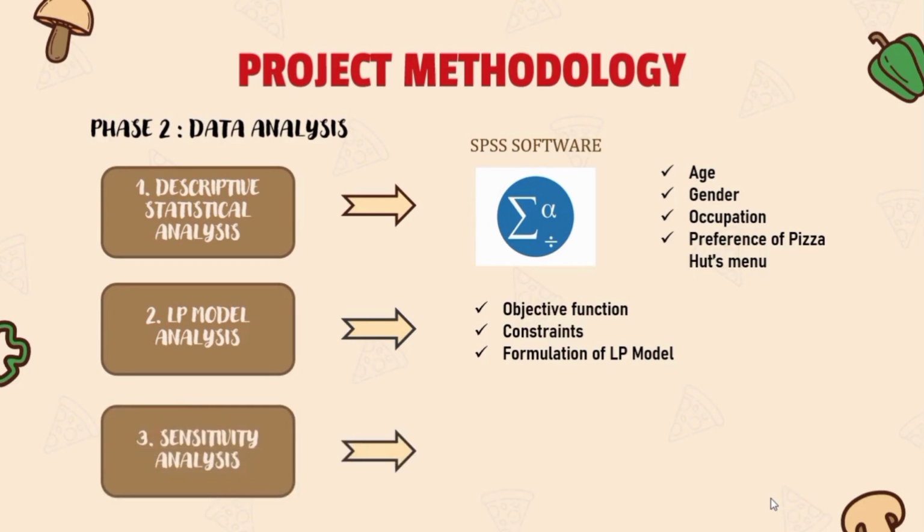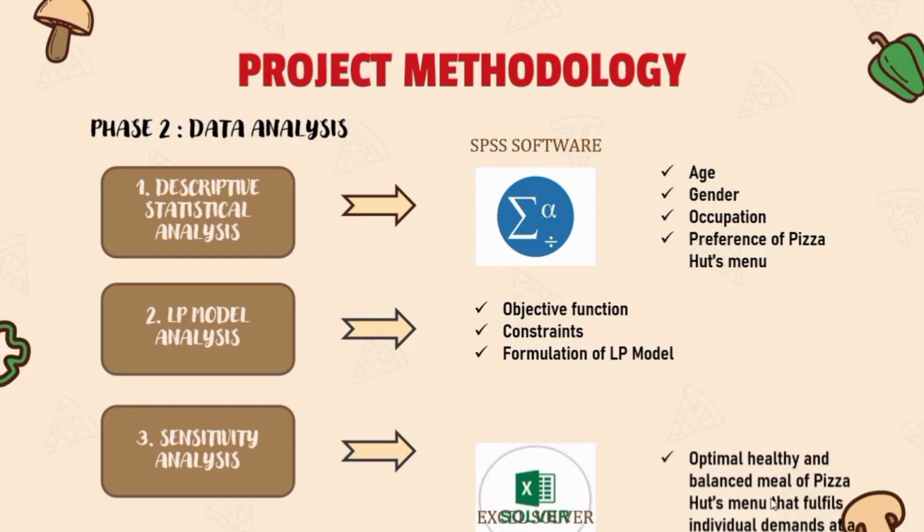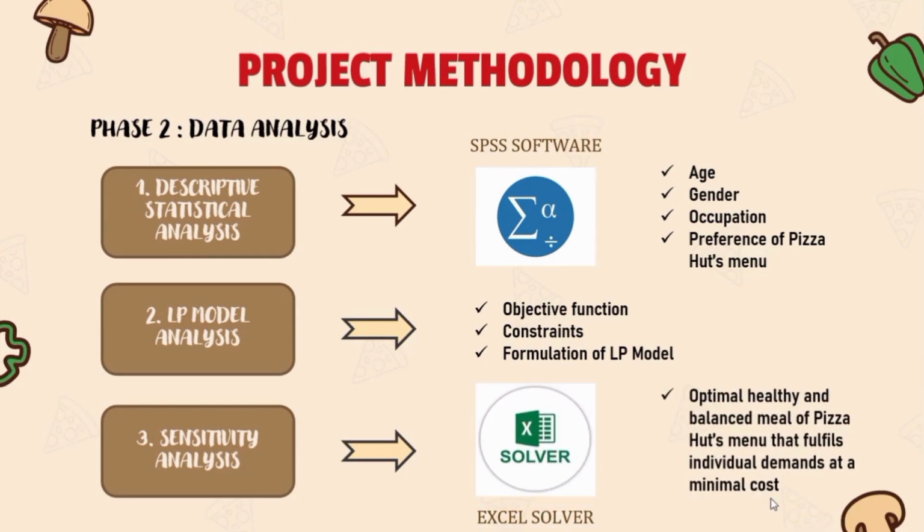In our study, we had first used SPSS software to analyze both socio-demographic and dietary preferences data. After that, we had used Excel Solver to find the optimal healthy and balanced diet of Pizza Hut's menu that fulfills individual demands at a minimal cost.